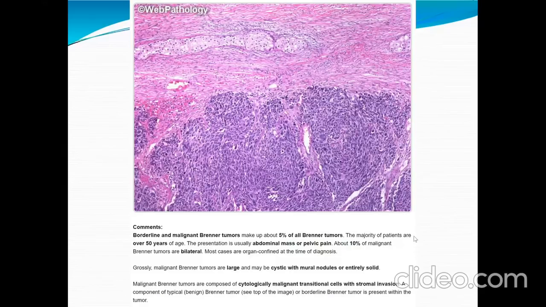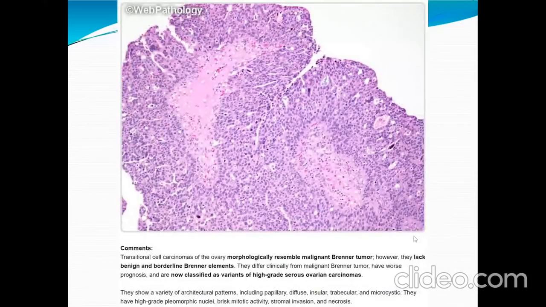Malignant Brenner tumors are composed of cytologically malignant transitional cells with stromal invasion. A component of typical benign Brenner tumor, which can be seen in the top of this image, is present within the tumor. Now, one point I would like you to understand is that when we are talking about the benign counterparts of transitional cell tumors of ovary, we can use the term Brenner and transitional cell tumor synonymously.